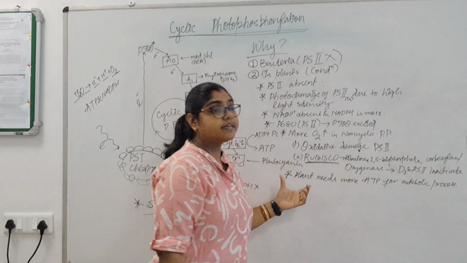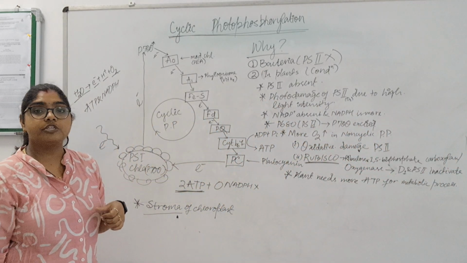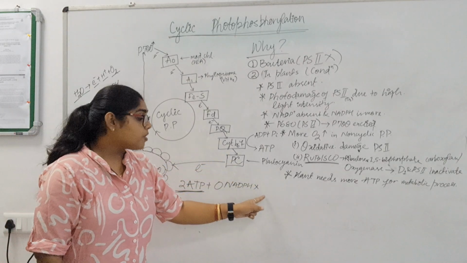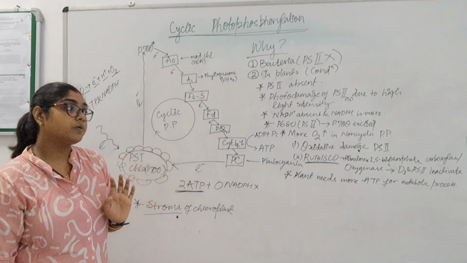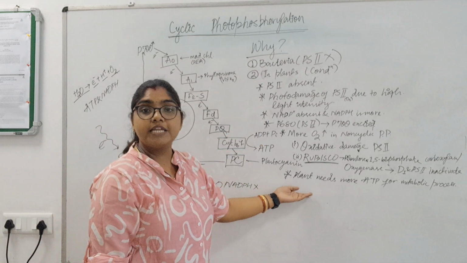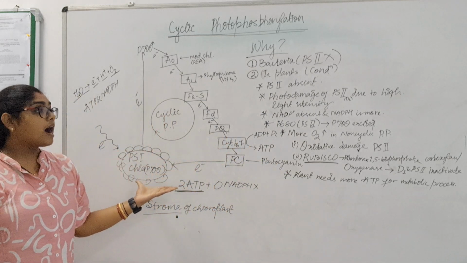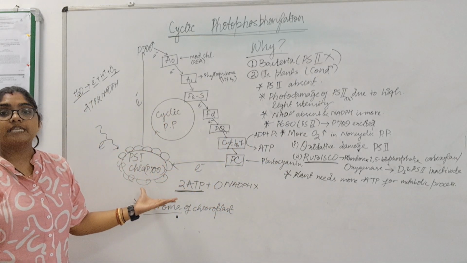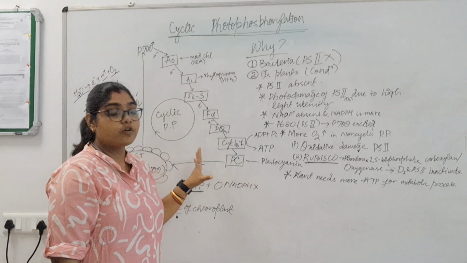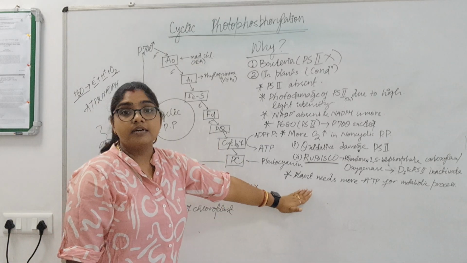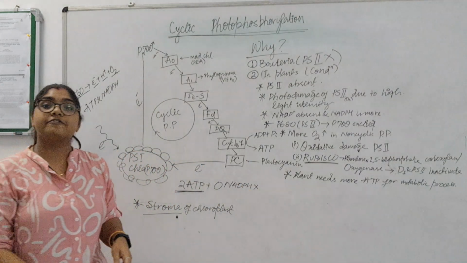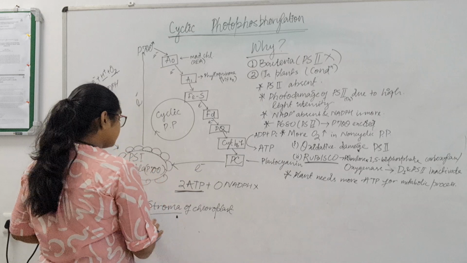At that point, the plant activates this cyclic photophosphorylation, because in cyclic photophosphorylation we get only ATP, no oxygen, no NADPH. So this is the reason why cyclic photophosphorylation is required, and this is the mechanism of cyclic photophosphorylation. Today we have discussed the mechanism, the role, and the importance of cyclic photophosphorylation.